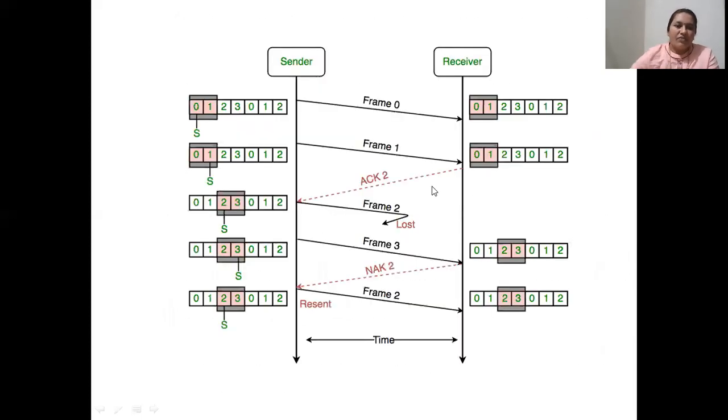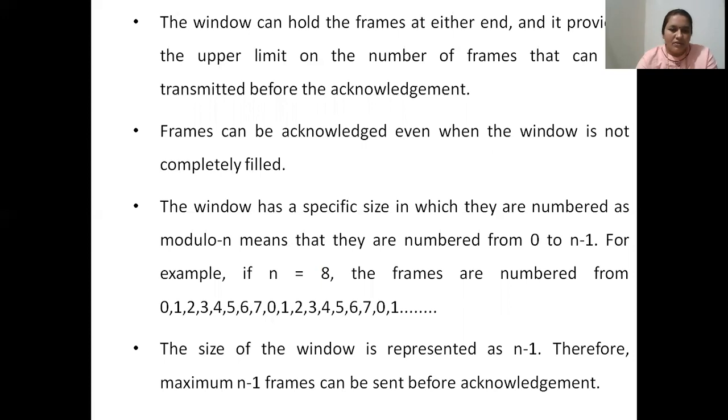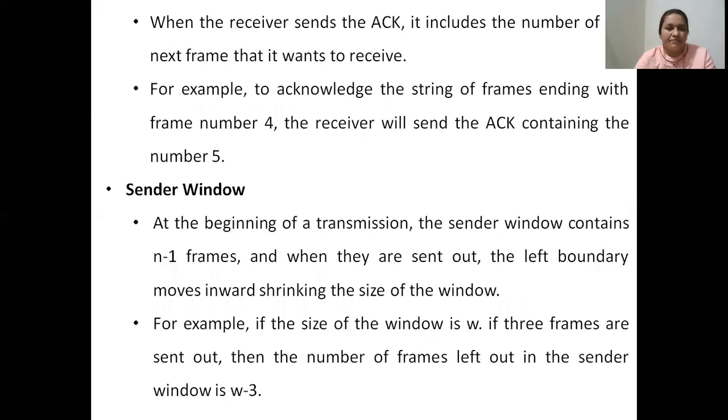So in the figure here, the size of the window is 4, and the numbers are 0, 1, 2, 3. After these 4 numbers, again the numbers repeat in cyclic order. If the size of the window is represented by n minus 1, then mathematically the maximum of n minus 1 frames can be sent before an acknowledgement.